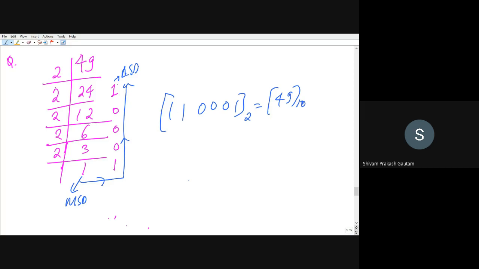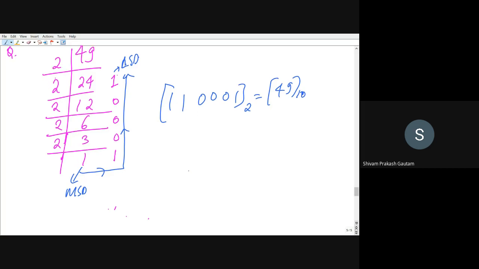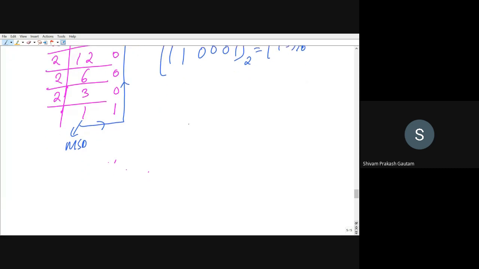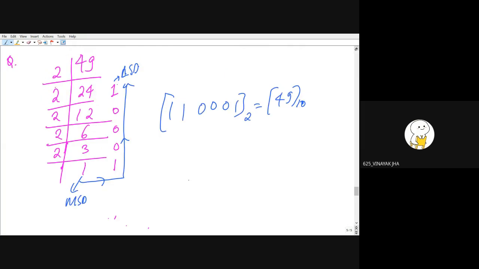I hope that it is clear now. So this is regarding the decimal to binary. Sir, so we have to divide it only by 2. Yes, because 2 is the base. Any number, if you want to convert from one form to another, you have to divide it by the base of the number which you want to get. Suppose if you want to convert it into octal, then you have to divide it by 8.